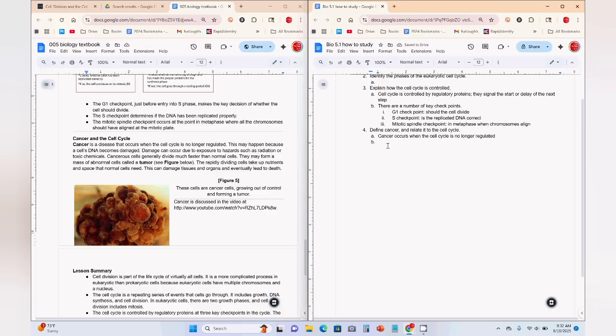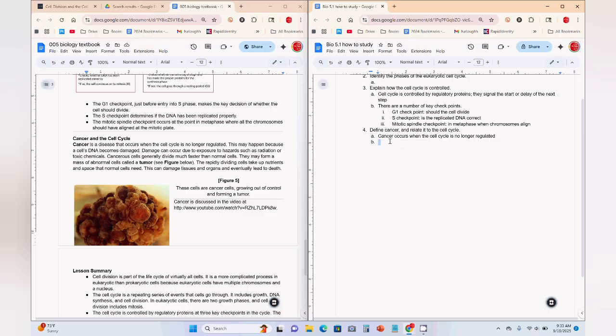This may happen because the cell's DNA becomes damaged. Damage can occur due to exposure to hazards such as radiation or toxic chemicals. Cancerous cells generally divide much faster than normal cells. They may form a mass of abnormal cells called a tumor. The rapidly dividing cells take up nutrients and space that normal cells need. This can damage tissues and organs and eventually lead to death. All right, now I've read the paragraph. Now I need to go back and see what else I need to put under number 4.